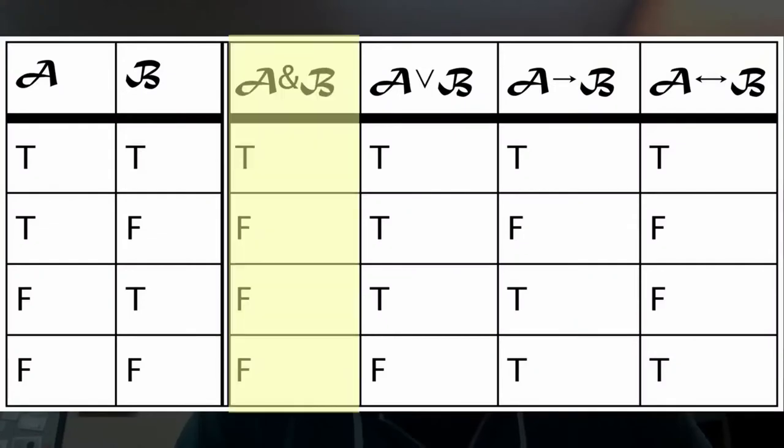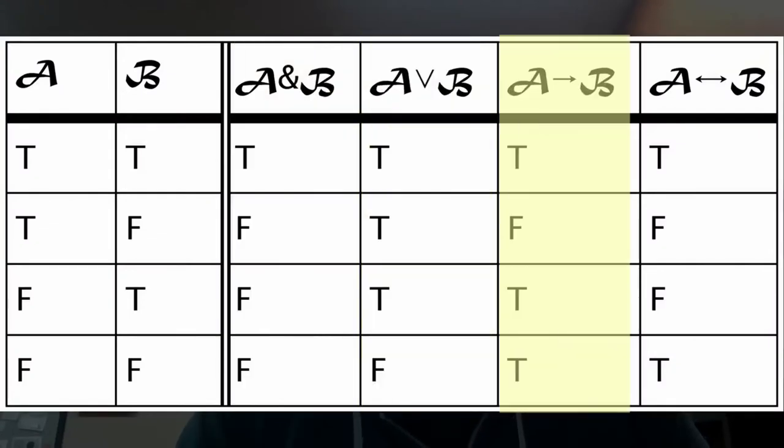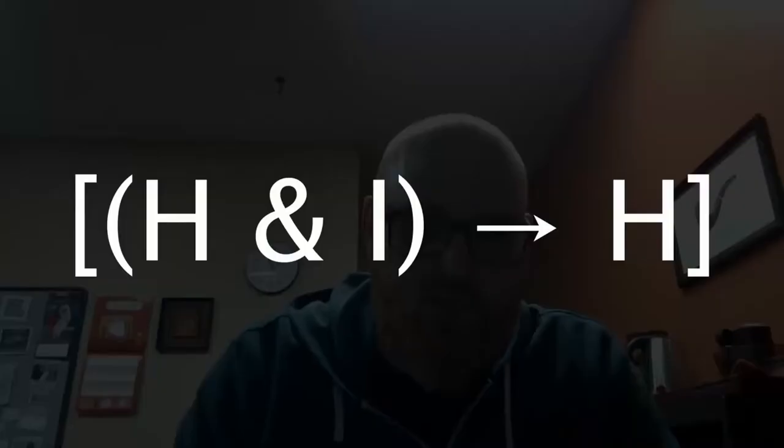Now let's move on to a table that has the conjunction, the disjunction, the conditional, and the biconditional. And you can look at this table here to see all of these values. I won't just name them all, but keep this handy. Let's build a sample truth table using this expression.